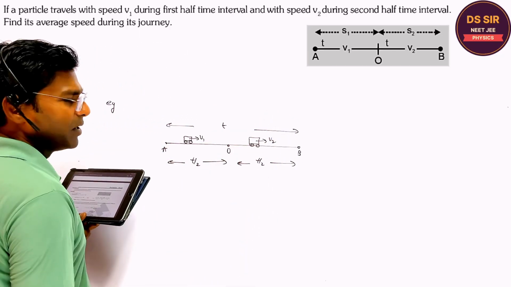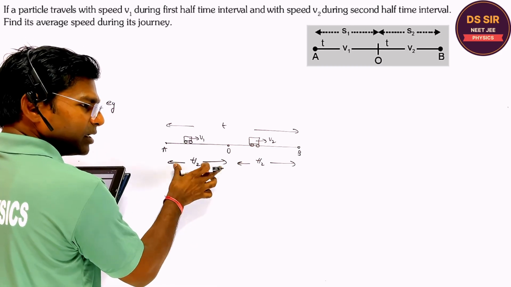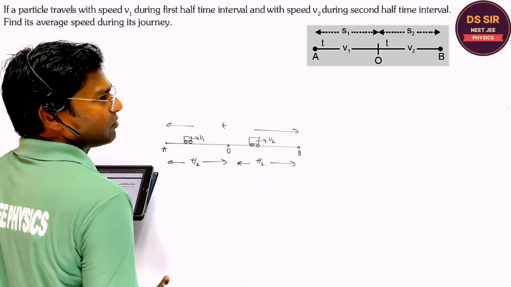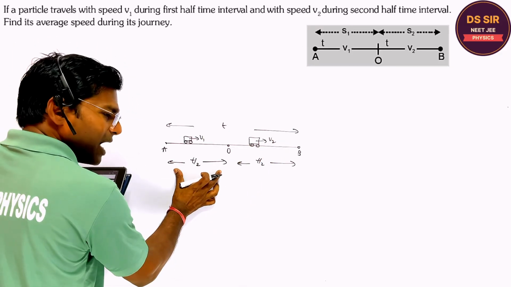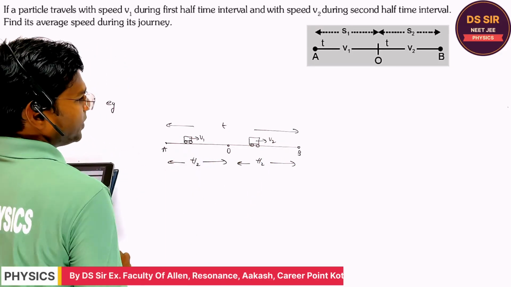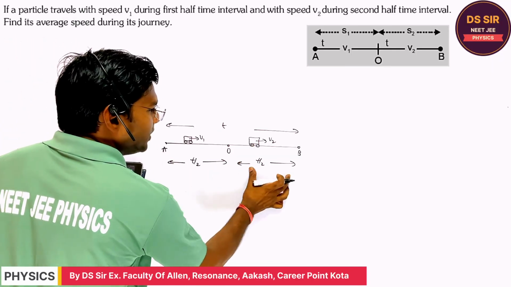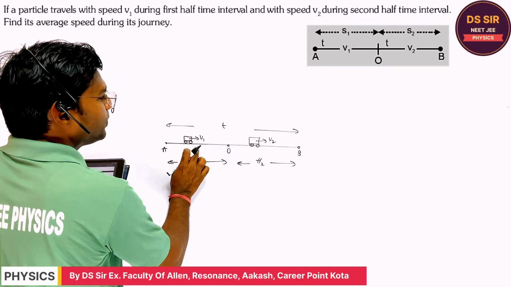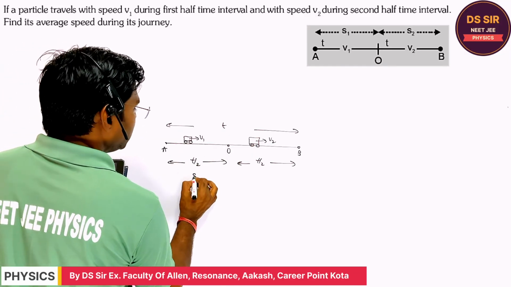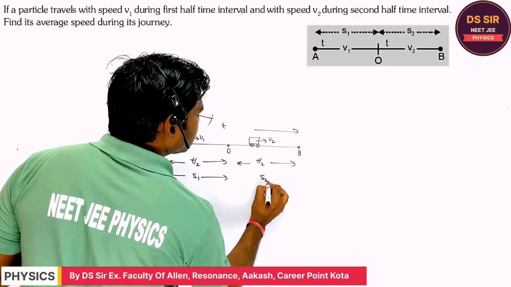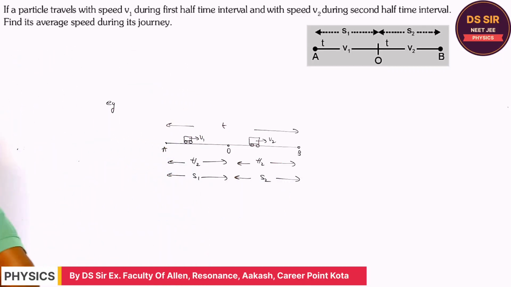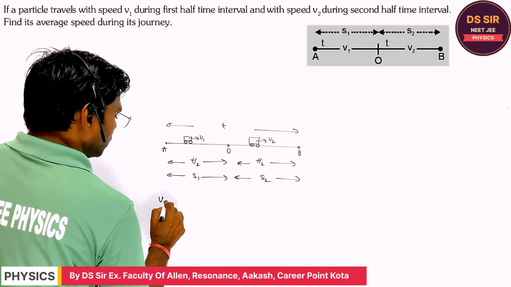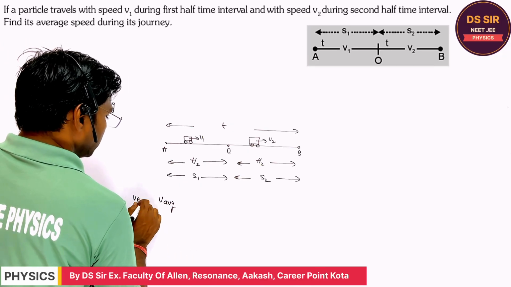This is different from the previous one. In the previous case, the half distance was covered by v1, the remaining half was covered with v2. Here, for the half time period, the speed is v1. Listen, the timing is the same for the two halves, but the speed is different. Therefore, the distance s1 and the distance s2 will be different or not, you tell. Right? So what is the average velocity?